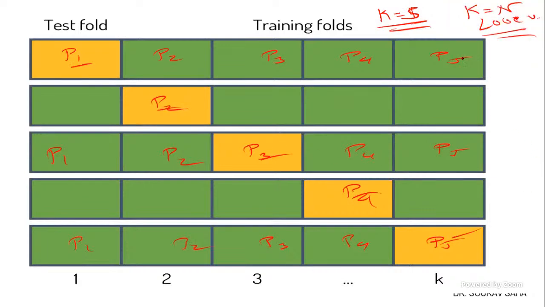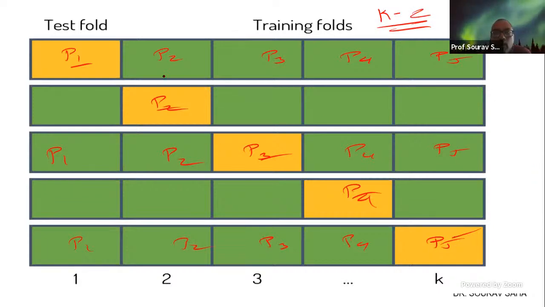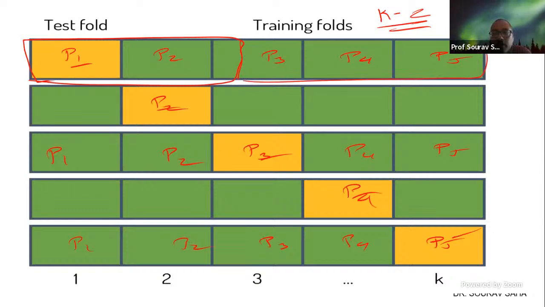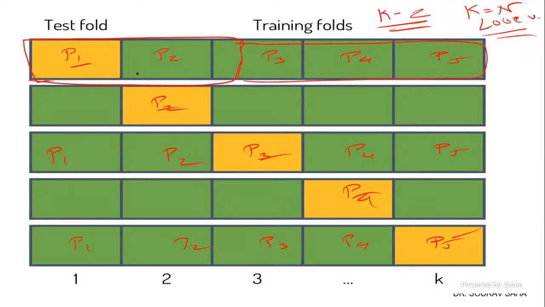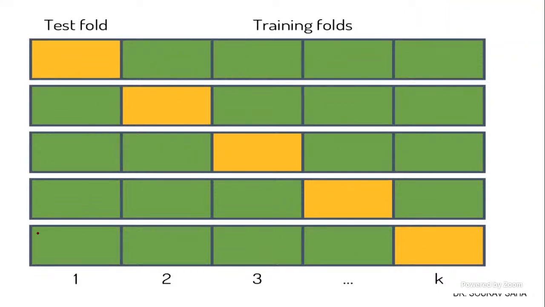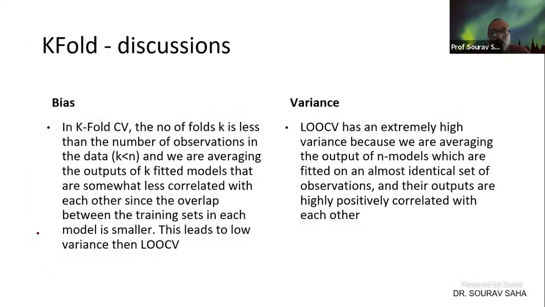But in the case where K equal to 2, I'll probably have two partitions. This is my partition 1 and this is my other partition. In one case, I'll use P1 for training and P2 for testing. In the other case, I'll use P2 for training and P1 for testing. That's what I'm going to do. So this is k-fold cross validation.